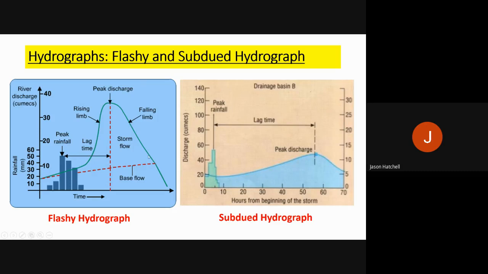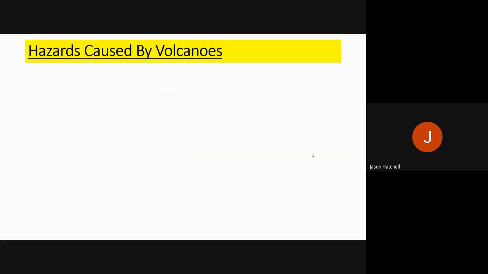So you'd mainly find a flashy hydrograph in an urbanized area or a place where it has been built on. You'd mainly find a subdued hydrograph in an area that is more rural because there's more opportunity for the water to be infiltrated into the landscape, so less of it gets to the river. Now, that is all you really need to know about hydrographs, but you need to be able to link them to drainage basins. And I've just explained some of the characteristics there that link as well.